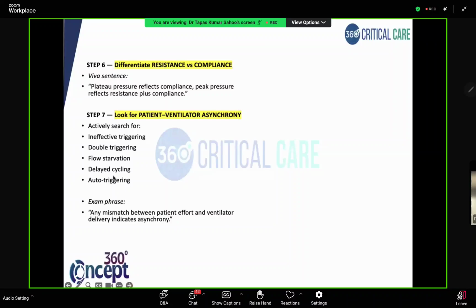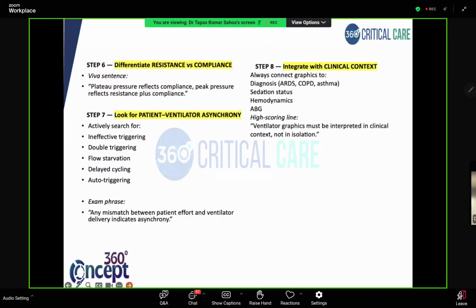So always actively search for whether it is ineffective triggering, double triggering, flow starvation, delayed cycling, or auto triggering. Any mismatch between the patient effort and the ventilator delivery would indicate asynchrony. So these words you have to use in your examination.